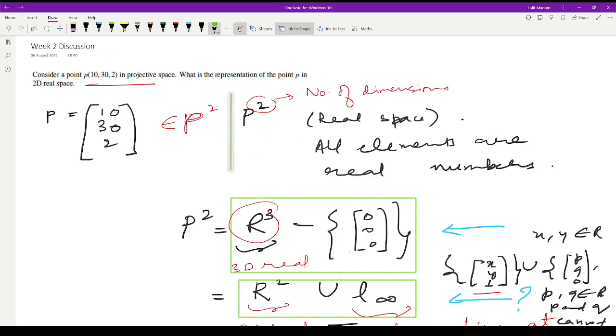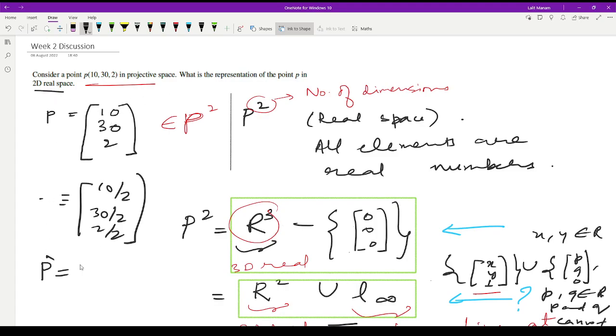XY1, sir. Now what is X, what is Y? How will you convert it to XY1 form? Divide it by 2. Okay, so first we will equivalently write this as 10 by 2, 30 by 2, and 2 by 2. So with this case, I'll just write p hat as the representation in the real space. So it will be 5, 15.